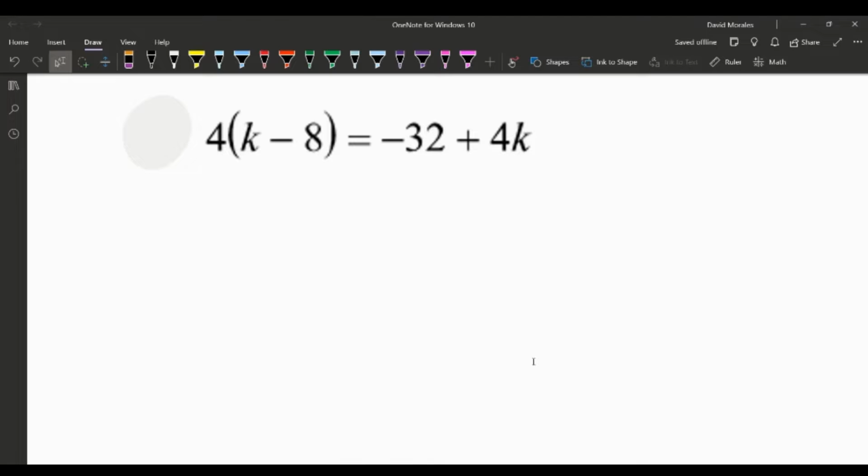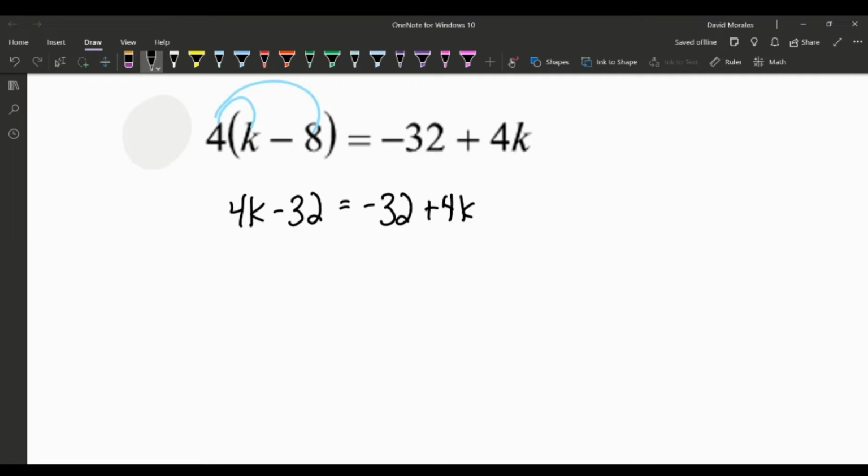Okay, so we have another problem here. First we're going to distribute. Not both sides, excuse me. We're just going to distribute the left side because we got parentheses. The right hand side though is already simplified. So we're going to distribute the 4 to k and negative 8. So that'll be 4k minus 32 equals negative 32 plus 4k.